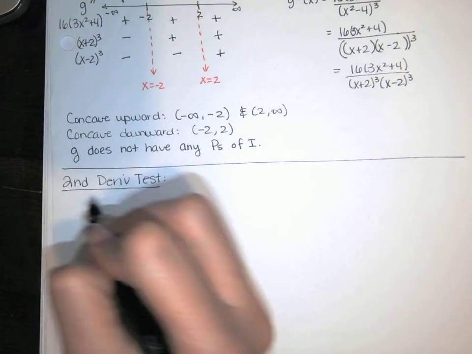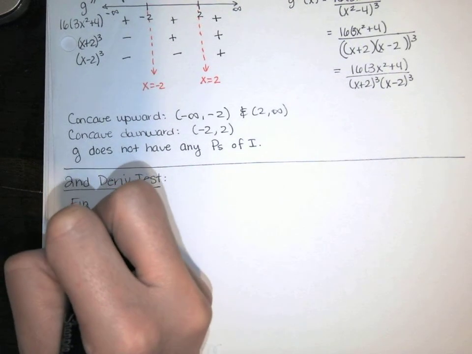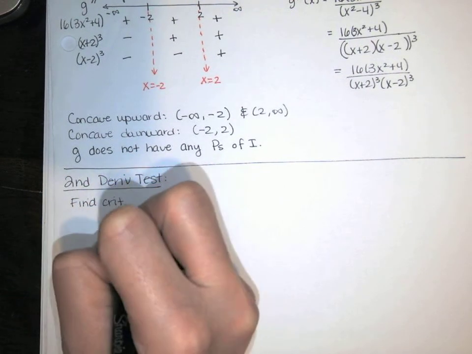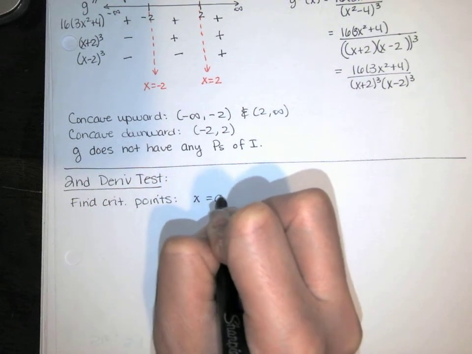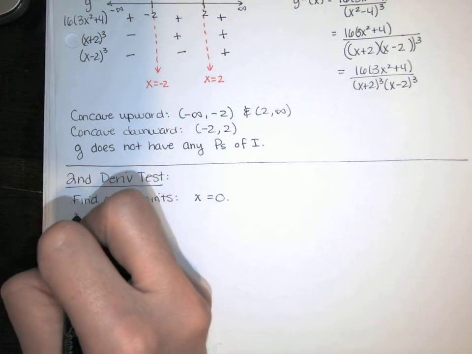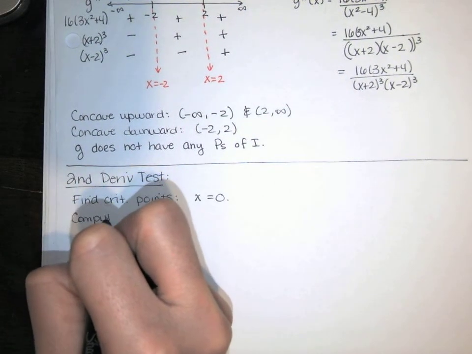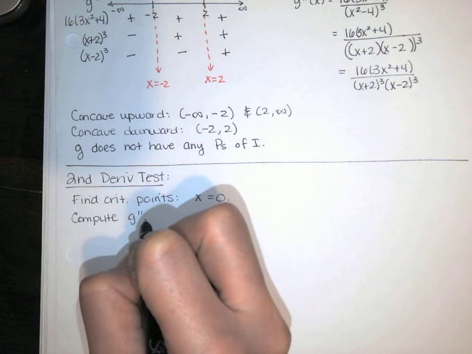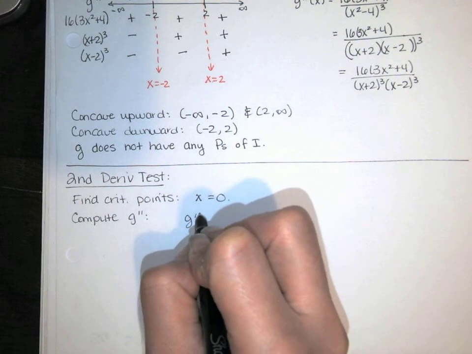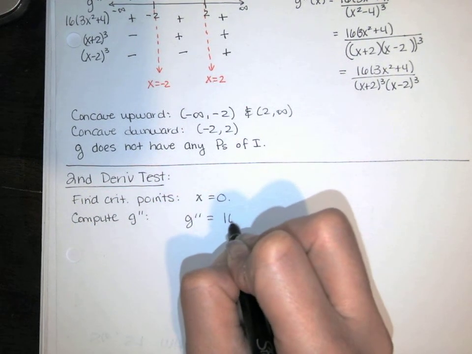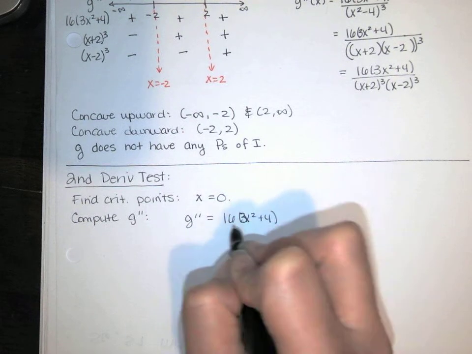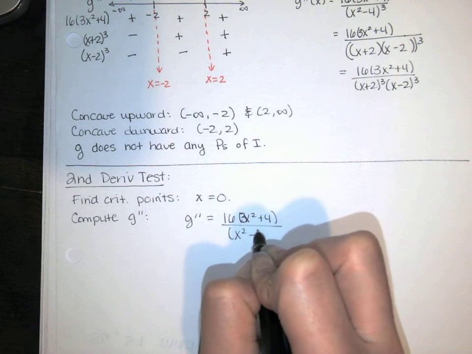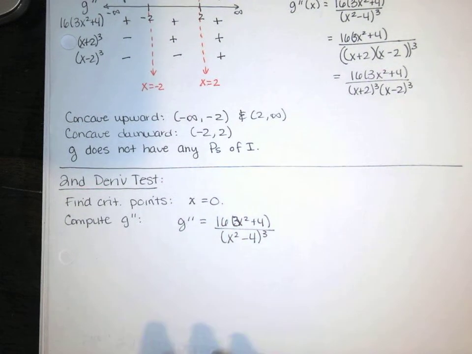First, you find your critical points. And we already got a single critical point. It was x equals 0. Then you compute the second derivative. And we already have done that as well. We got 16 times 3x squared plus 4 over x squared minus 4, quantity cubed. Then you evaluate this at the critical point.